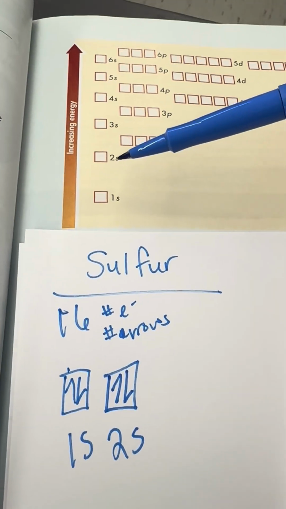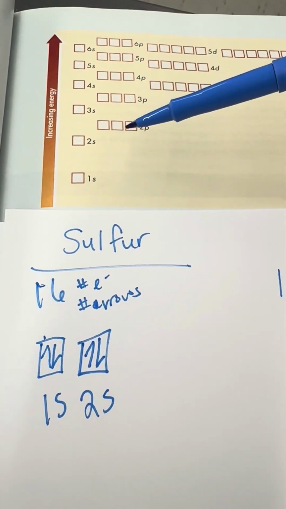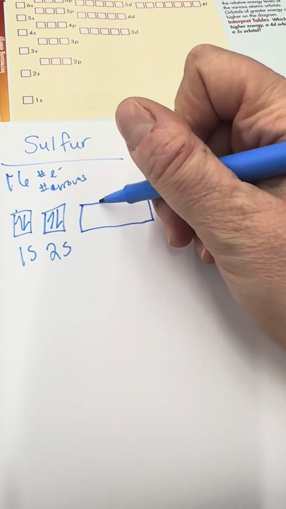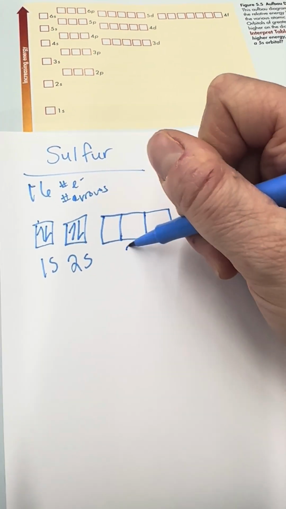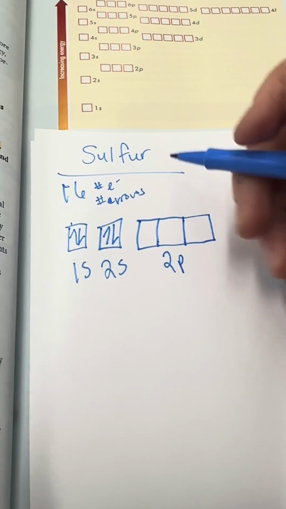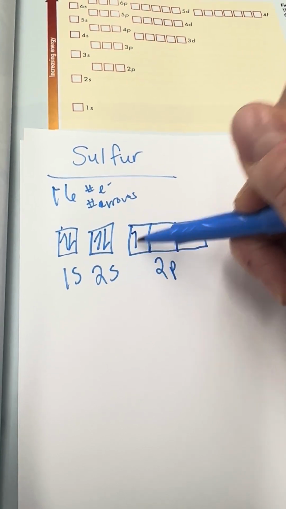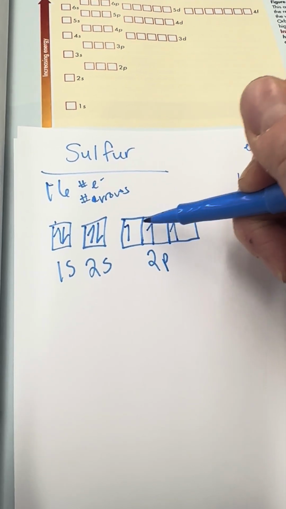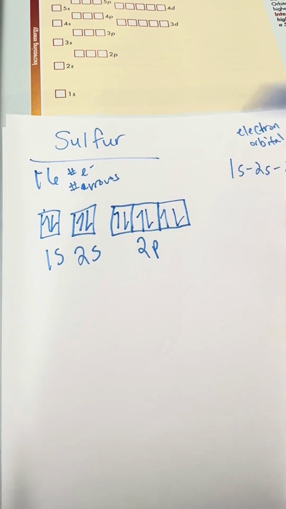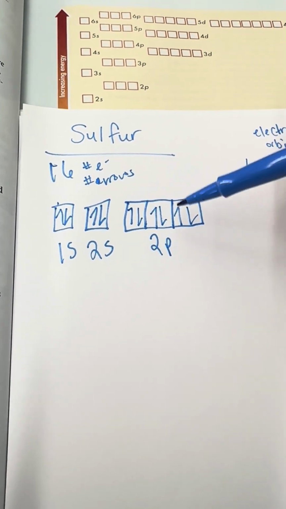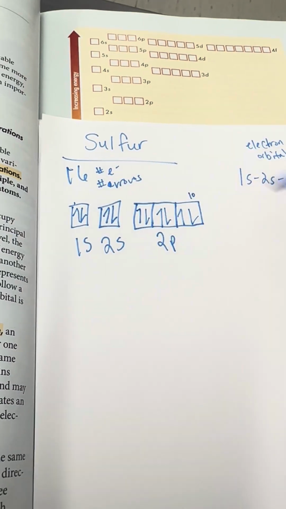After 2s comes 2p. So we're going to go up to 2p. All of your p orbitals have 3 boxes together, so we have to draw all 3 boxes, even if you don't use them all. And there's a certain rule that says you have to fill them a certain way: up, up, up, down, down, down. It seems pointless, but it makes a difference. You'll see at the end here. So that's 2, 4, 6, 8, 10 arrows. We're trying to get to 16.